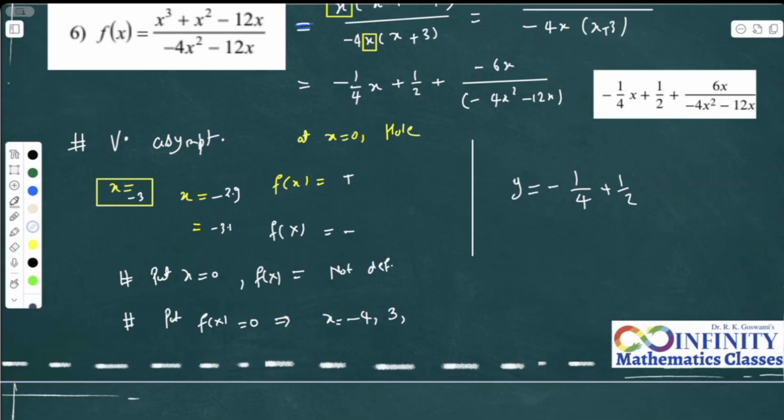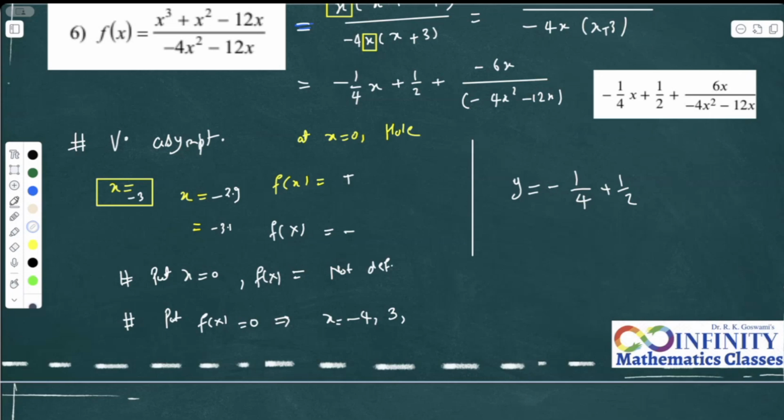So give me a second, please. I have got y equals -1/4 x plus 1/2. This is an asymptote. x equals -3 is an asymptote there.